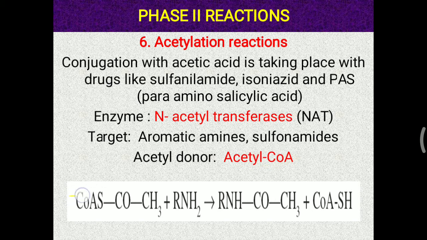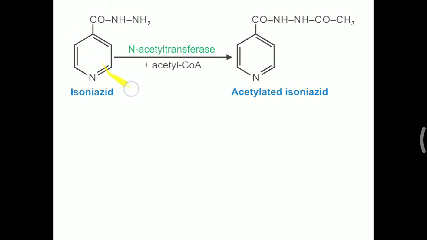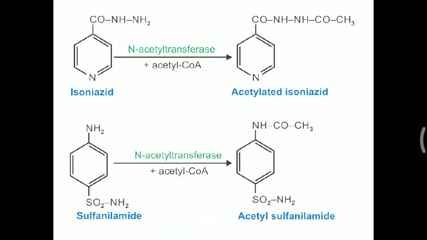So with the help of this acetyl donor, the acetyl group will be attached over the xenobiotics and an acetylation reaction will occur. So it is part of the phase 2 reaction. Now, for example, isoniazid, which is a commonly given drug in tuberculosis: over that, the acetyl group will attach with the help of N-acetyl transferase and acetylated isoniazid will be generated. In the same way, sulfanilamide is attached with the acetyl group and acetyl sulfanilamide will be generated.